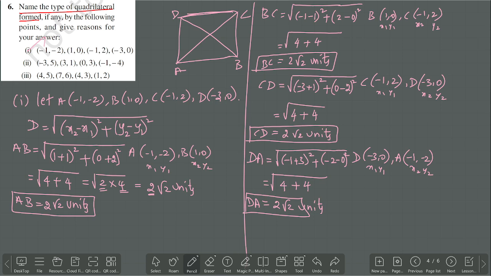Now we have to go to the diagonal. All the 4 sides are equal, so it can be a square or a rhombus. After finding the diagonal only we come to know what it is. So here you write: therefore AB equal to BC equal to CD equal to DA, which is equal to 2 root 2 units. So you can write, it can be a square or a rhombus.